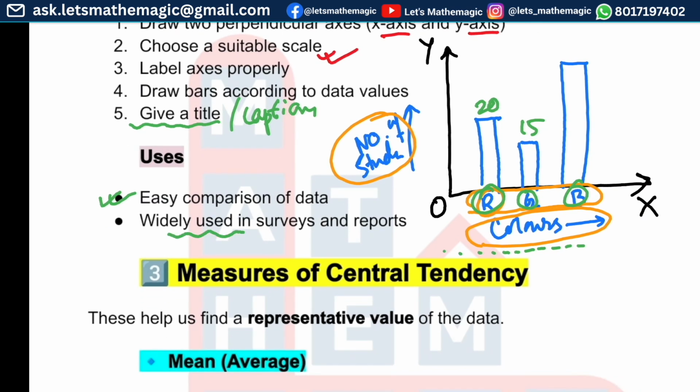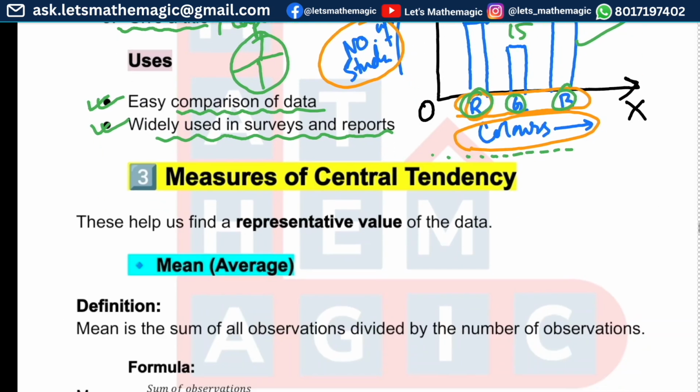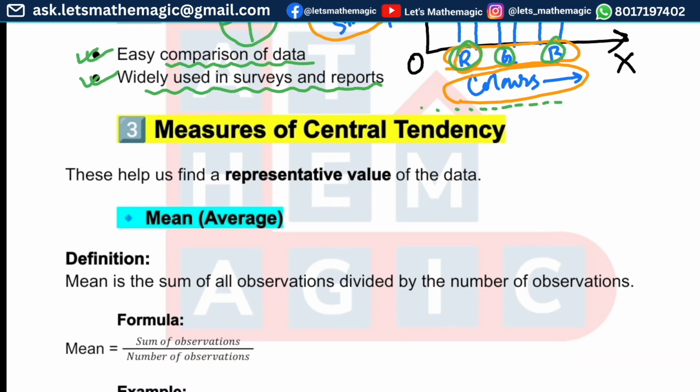Now, it is widely used for surveys and reports. In later classes you will find out there are pie charts too. The pie charts, the bar graph, whatever you say, all of these are called data visualizations. These data visualizations are done in various sectors, and the main purpose is these two only: that it is easy to compare the data, that comparison, and we usually use this for surveys and reports. Okay, come to the third point, that is measures of central tendency.